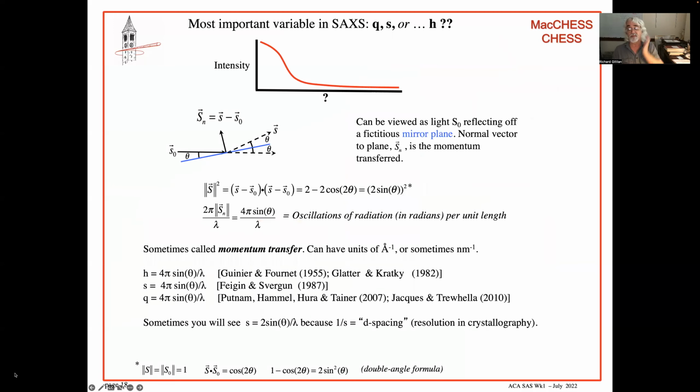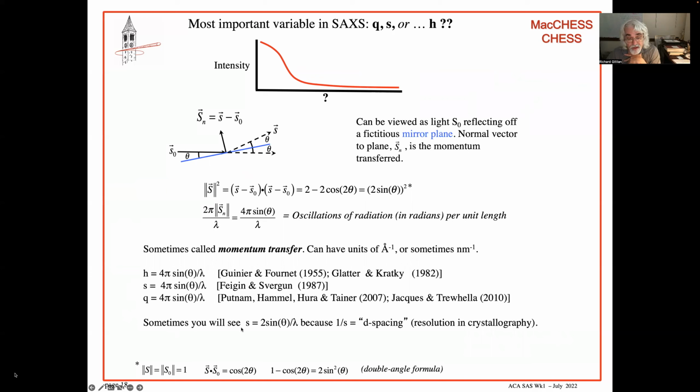I put this page here just for your personal information if you want to know the math and how to interpret it at a finer level. But it's the momentum transfer, and for small angles, you can really think of it as proportional to the scattering angle. You may see H, S, or Q in the literature. Pretty much everybody is using Q, although in some of the programs out of Dmitri Svergun's group, you'll see it referred to as S, but these are all 4 pi sine theta over lambda.